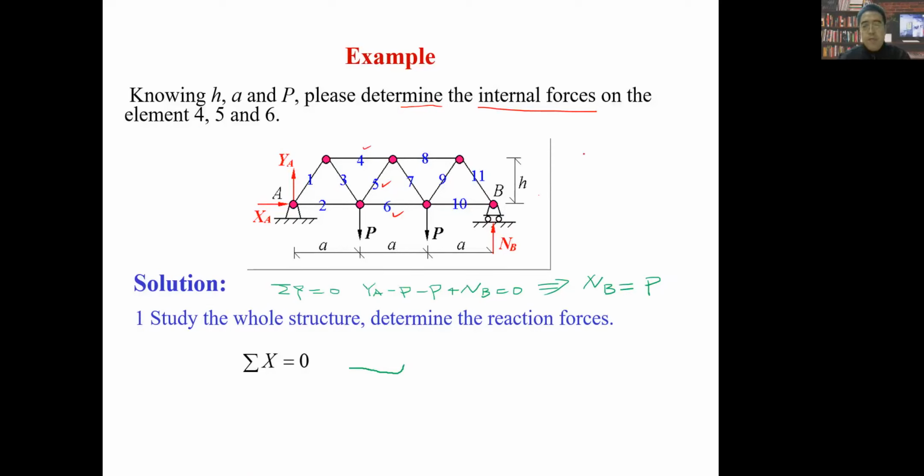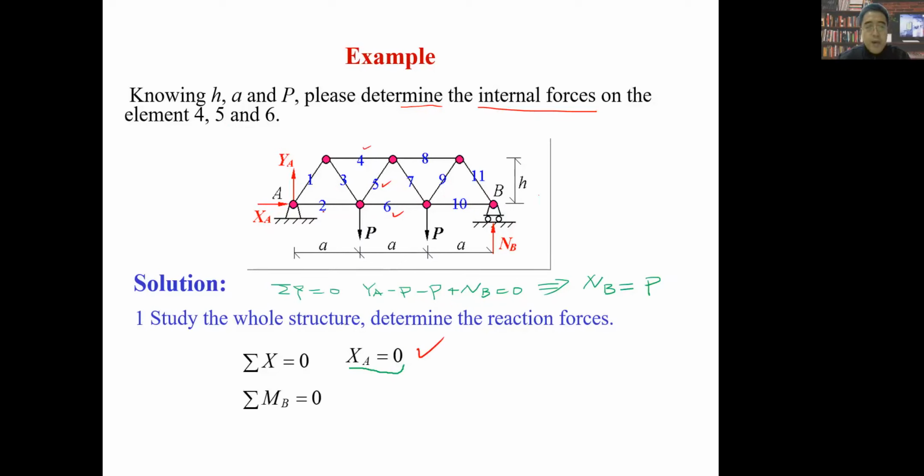So once again, we should use the three equations of a plane force system. One is sigma x equals 0. So we have XA, and then look at the whole force analysis picture. There are no other forces along the x direction. So once again, we find XA equals 0. Then we can select sigma MB equals 0. You can find that this time we try to find the magnitude of YA.